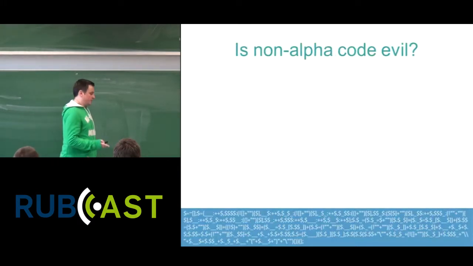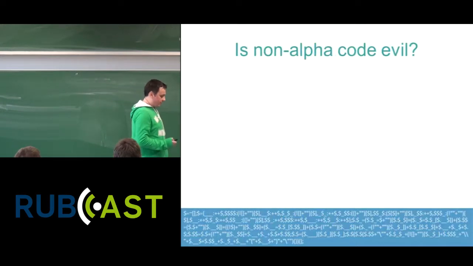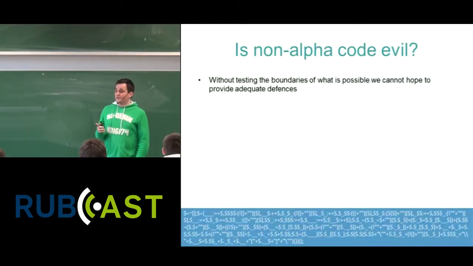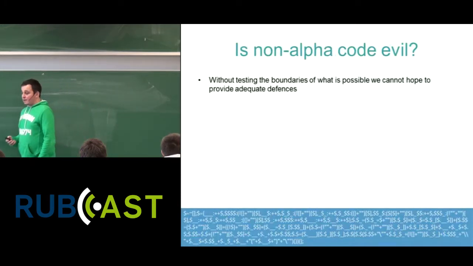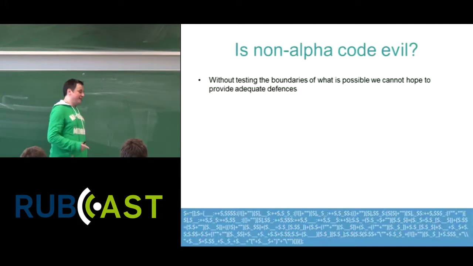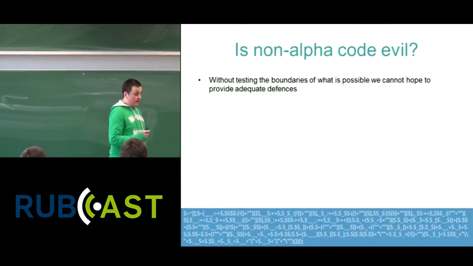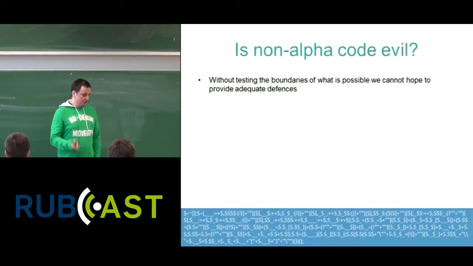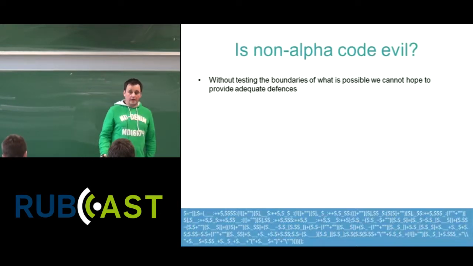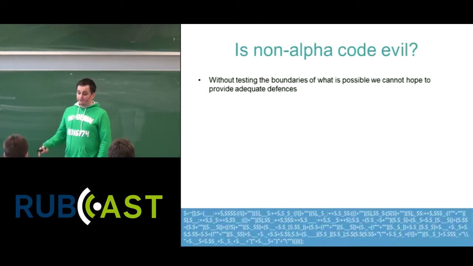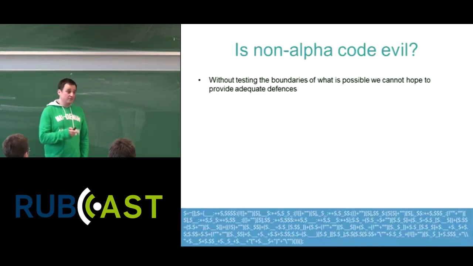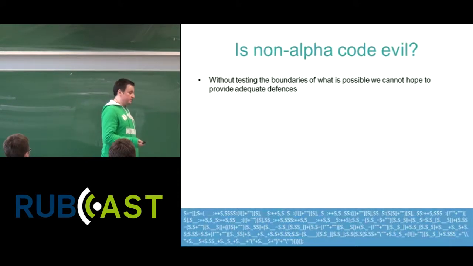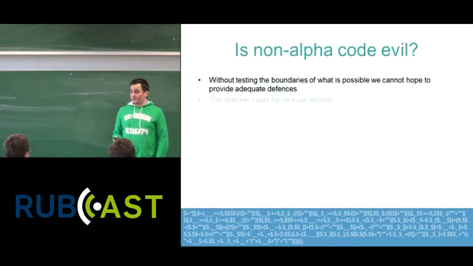Question is, do you think non-alphanumeric code is evil? I bet you antivirus vendors will think it's evil. But I don't think that you can provide adequate defenses without testing what is possible. If an attacker can invent a technique that produces non-alphanumeric code, then they're going to do it. And if the defender doesn't know the techniques to prevent against that technique, then they're going to lose out. So get there first before the attacker does it. It's as simple as that. The attackers are quicker though than vendors that provide defenses, and they need to change that.